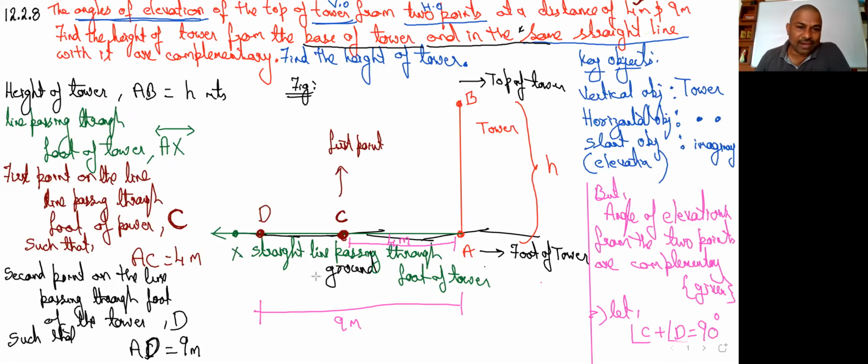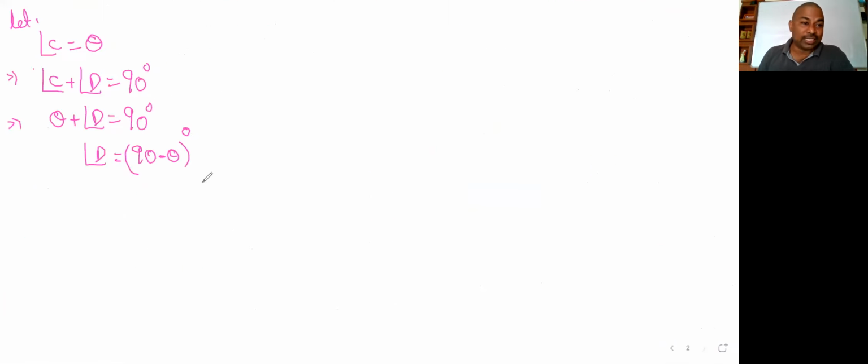So let's draw the angles of elevation now. This is the angle of elevation to the top. The first angle is theta, and the second angle is 90 minus theta. These are the two angles we have. So the angle of elevation from C is theta, and from D it is 90 minus theta. These are the two things we have.